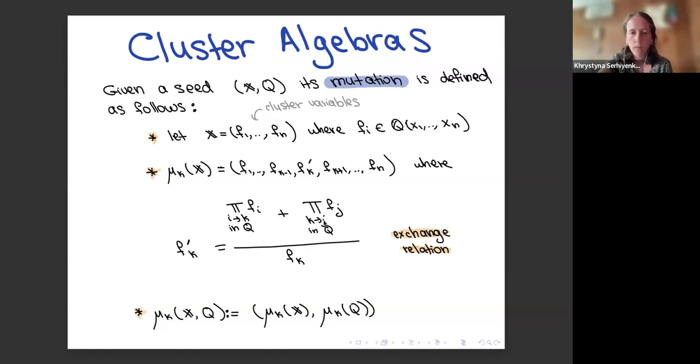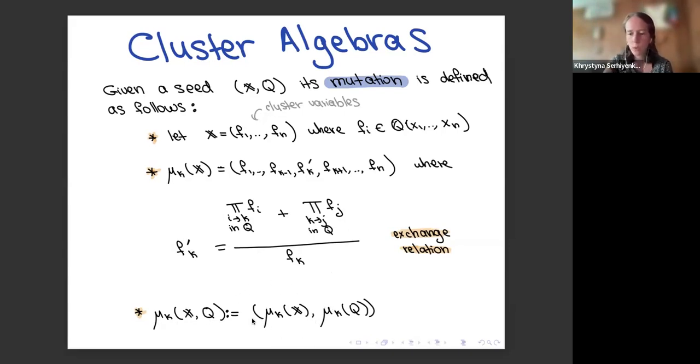Okay, so you have these two monomials, you add them, and then at the end you divide by the old variable at position k. So it's some product of things you already had plus another product of things you had before in your cluster, over the old variable. And this is also an exchange relation. It tells you how the new variable is related to the old variable. If I were to multiply by fk on both sides, I would get fk prime times fk is this sum. So just remember, the mutation of a seed is a new state where this is the quiver mutation and this is the mutation of the variables.